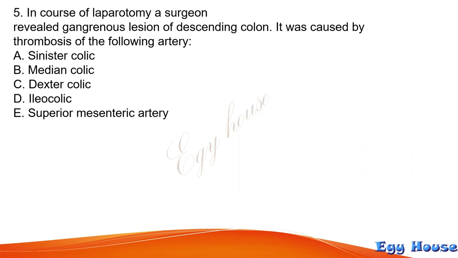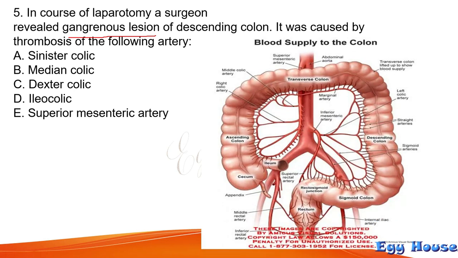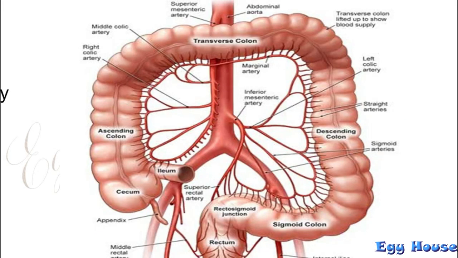Next question. In the course of a laparotomy, a surgeon revealed a gangrenous lesion of the descending colon, which is caused by thrombosis of the following artery. It's the left colic artery, and as you can see here in the scheme, the left colic artery and here the descending colon. So the left colic artery supplies the descending colon.